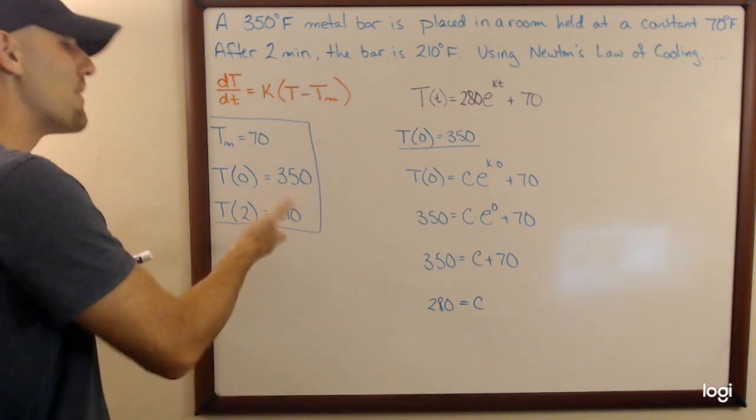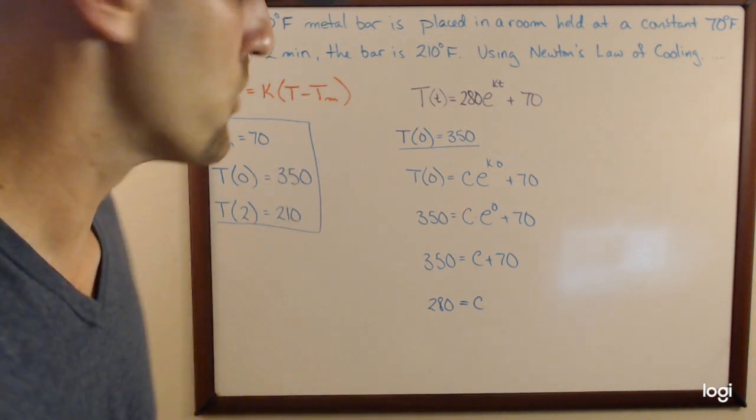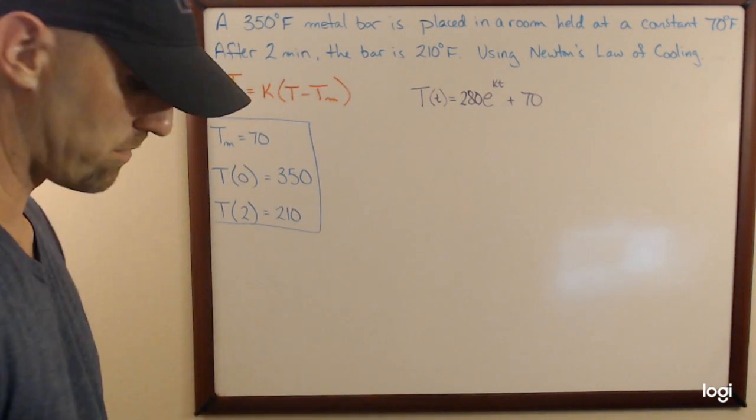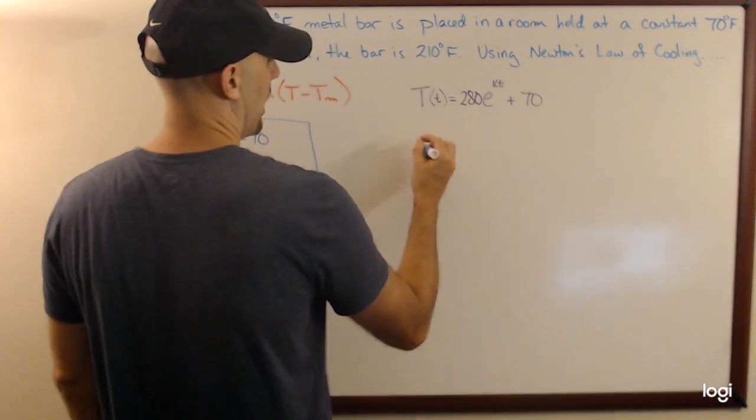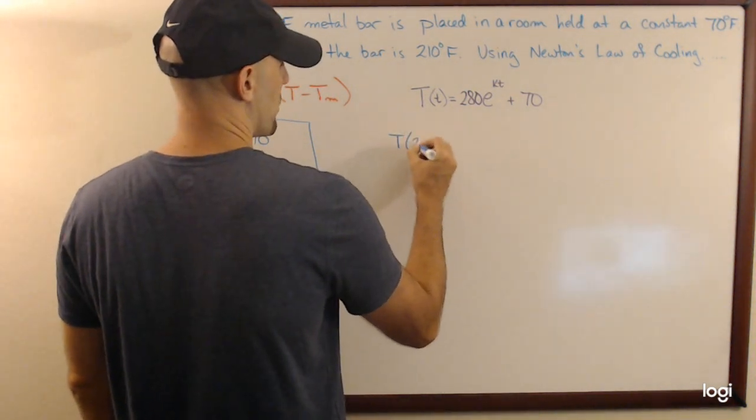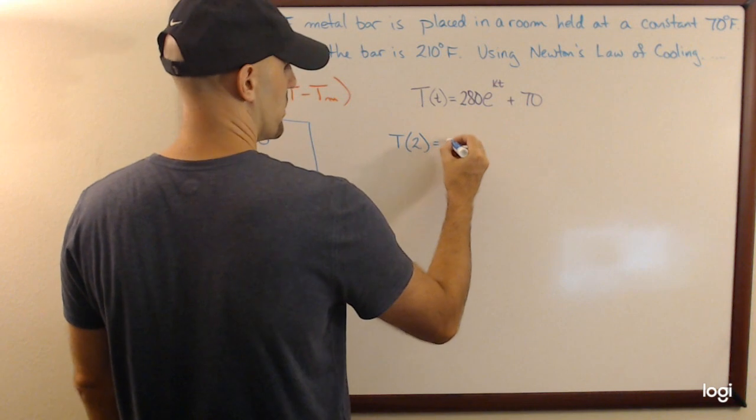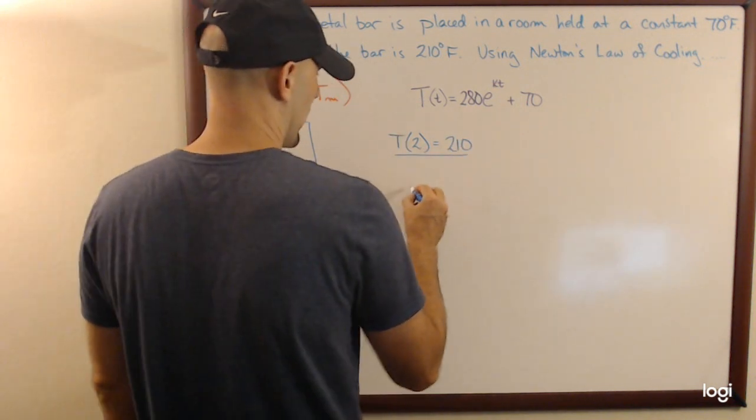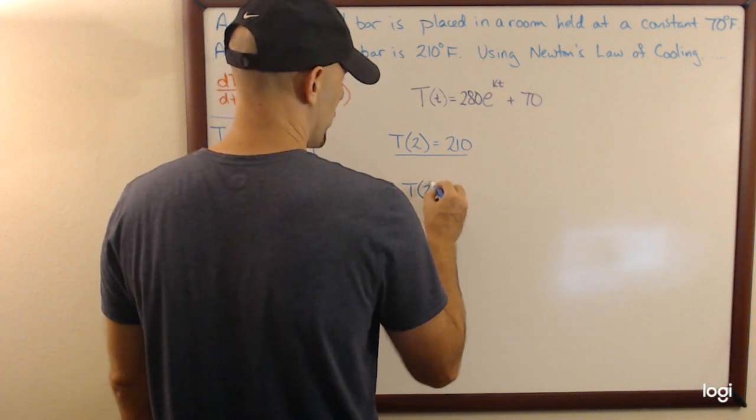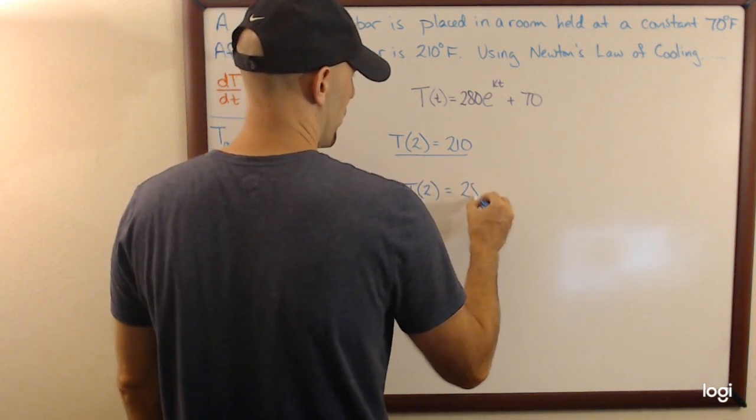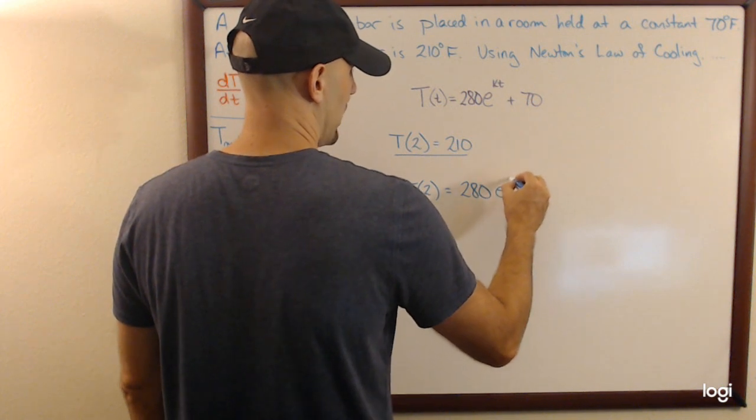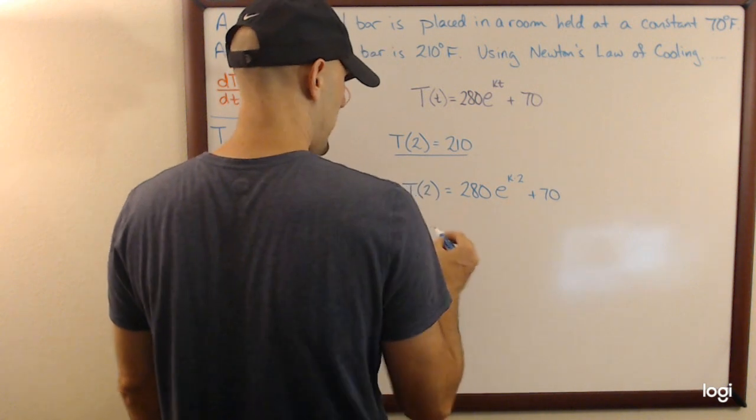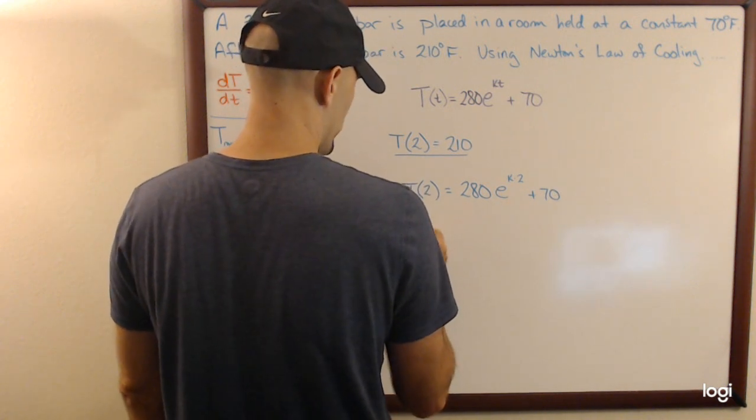But again, that's why I have another piece of information, right? So now let's try my second piece of information here and see what that one will give me. The other piece of information is that T of 2 is 210. Again, let's plug these things in. So I get T of 2 is equal to 280 times e to the k times 2 plus 70. T of 2 is 210.